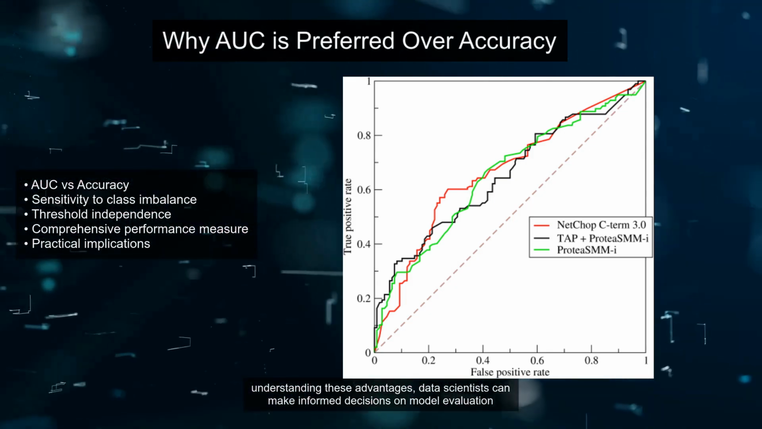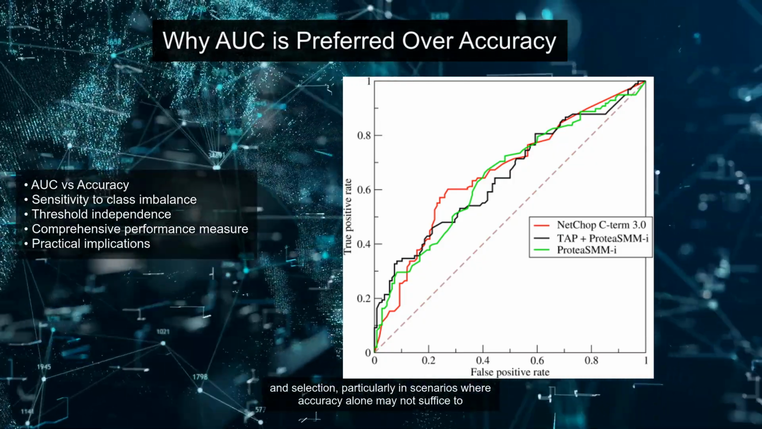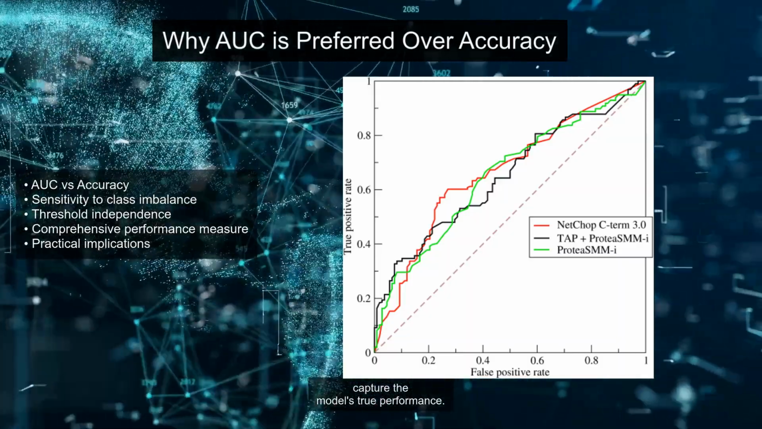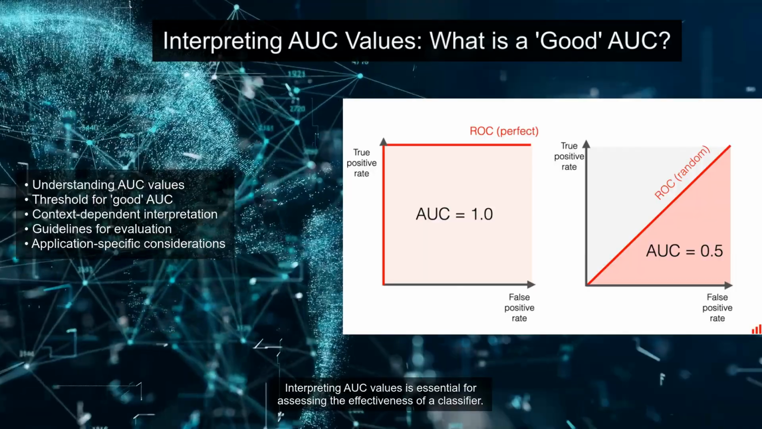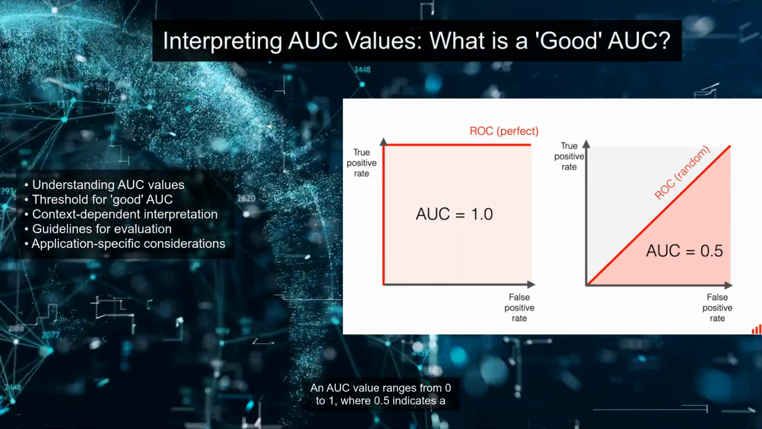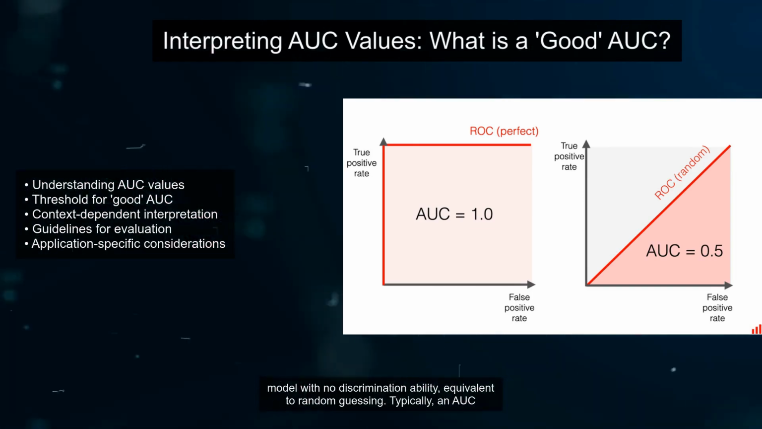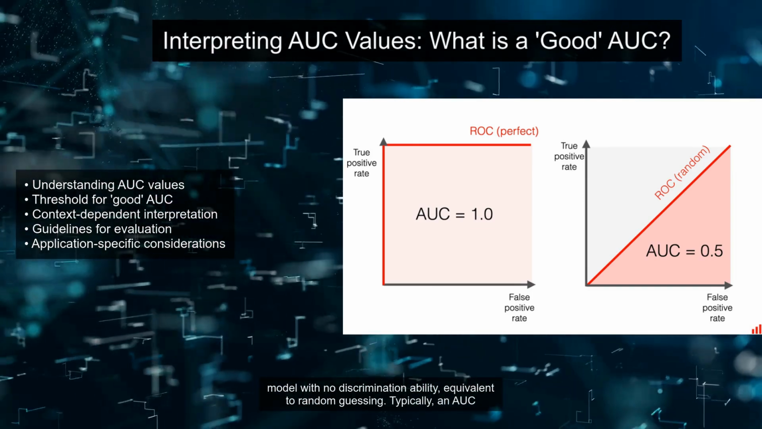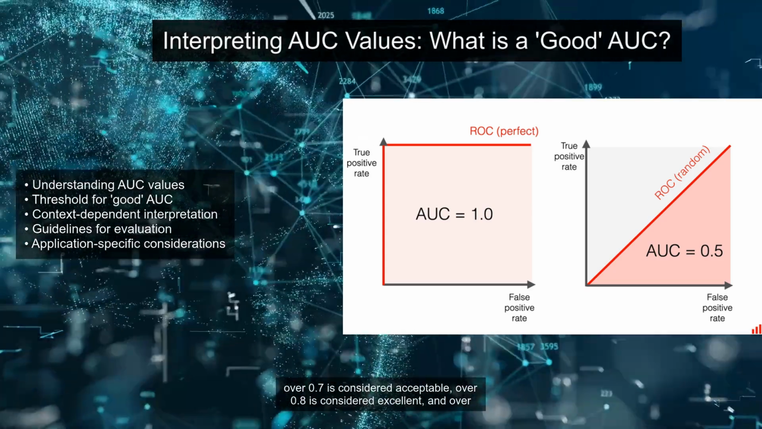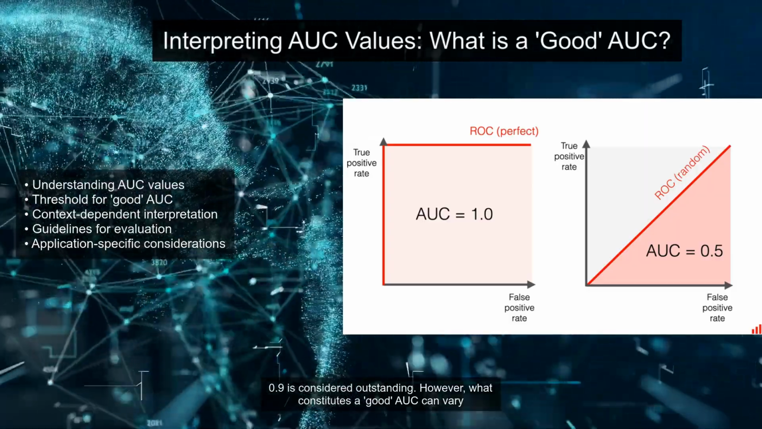By understanding these advantages, data scientists can make informed decisions on model evaluation and selection, particularly in scenarios where accuracy alone may not suffice to capture the model's true performance. Interpreting AUC values is essential for assessing the effectiveness of a classifier. An AUC value ranges from 0 to 1, where 0.5 indicates a model with no discrimination ability, equivalent to random guessing. Typically, an AUC over 0.7 is considered acceptable, over 0.8 is considered excellent, and over 0.9 is considered outstanding.